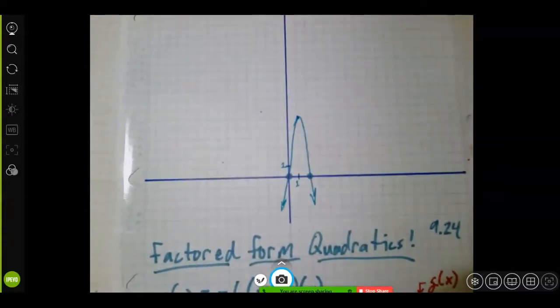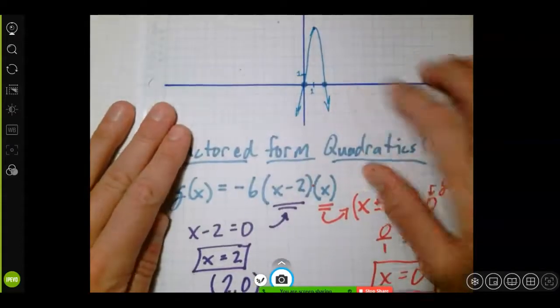Can anyone make a conjecture, which is an educated guess, of what we think caused our parabola to look like this?